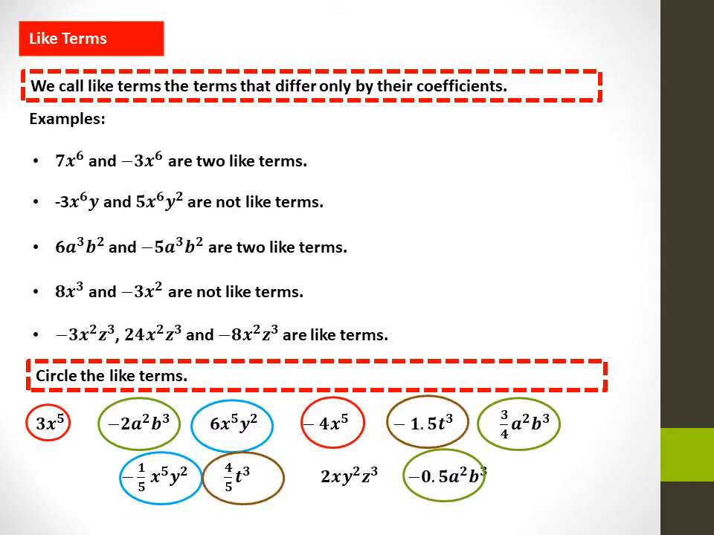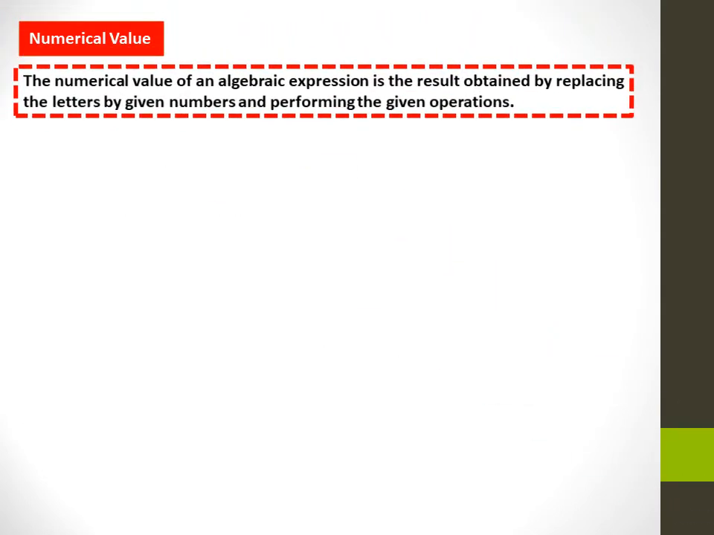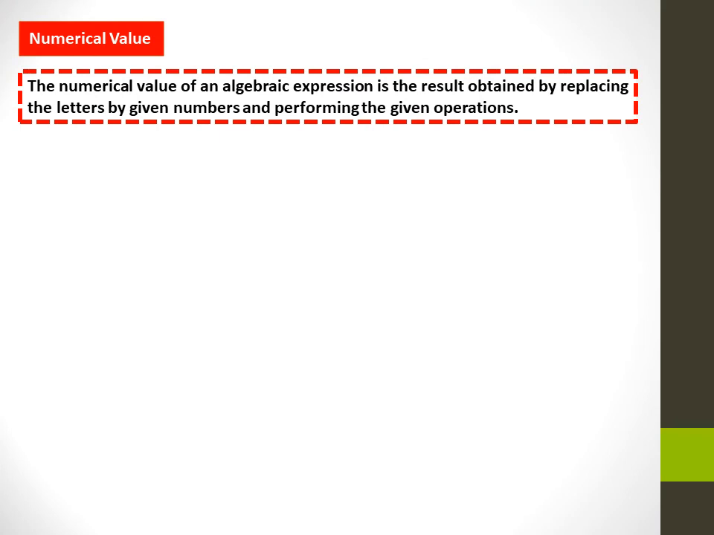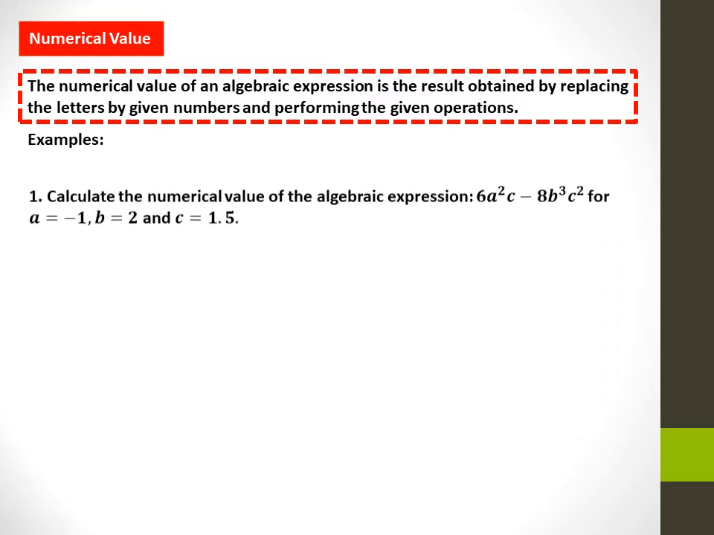Finally, negative 1.5t to the power of 3 and 4 over 5 t to the power of 3 are like terms. Numerical value. The numerical value of an algebraic expression is the result obtained by replacing the letters by given numbers and performing the given operations.